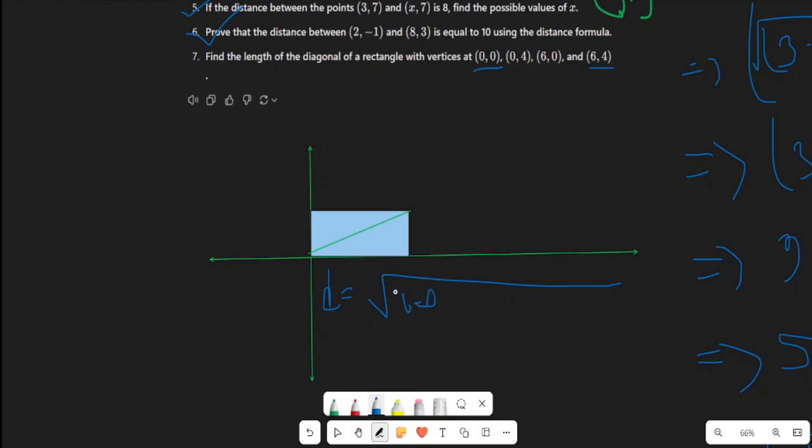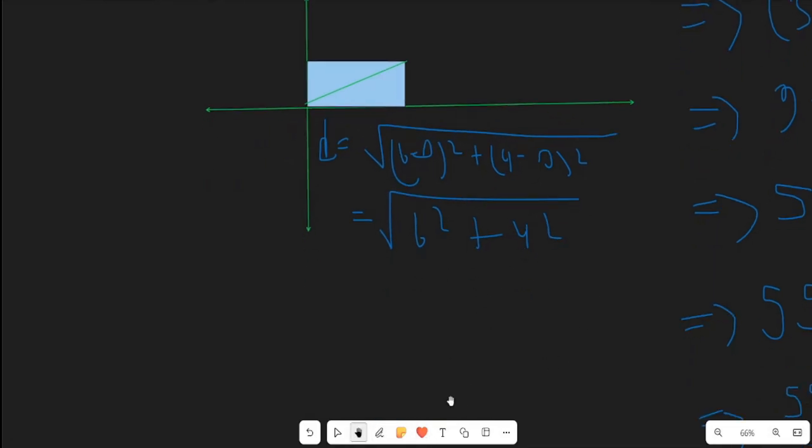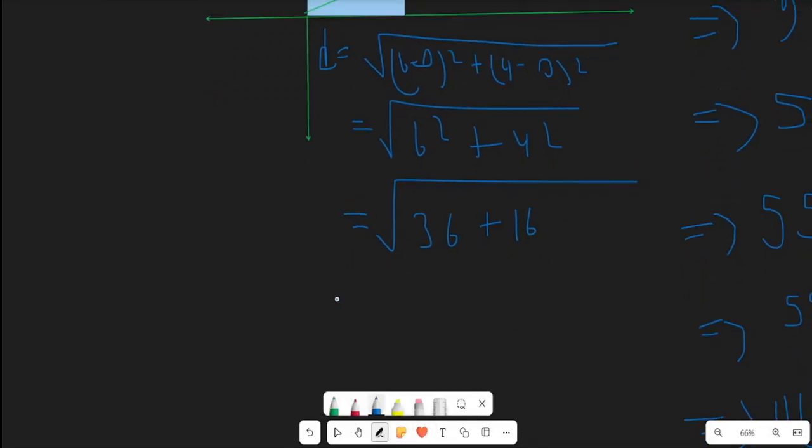So now 6 minus 0 whole square plus 4 minus 0 whole square. 6 minus 0 whole square is 6 square, and that is 4 square. That is the same math, I guess. 6 square plus 4 square, then we have 6 square equals 36 and 4 square equals 16. Now if we add them, 36 plus 16 equals 52. Root over 52. Let's do it with the calculator to check if it is correct or not.